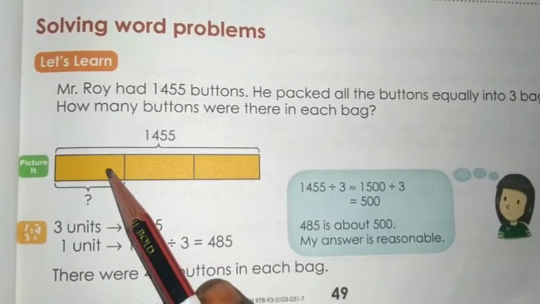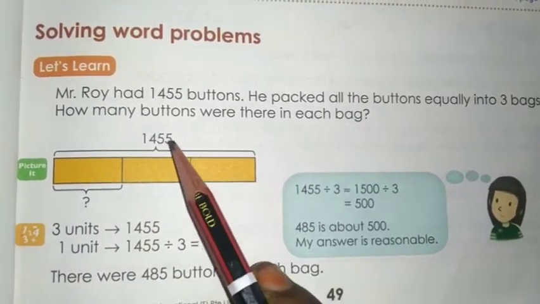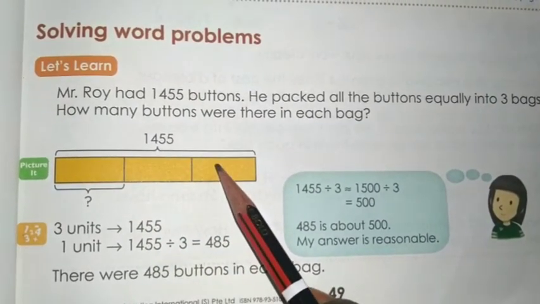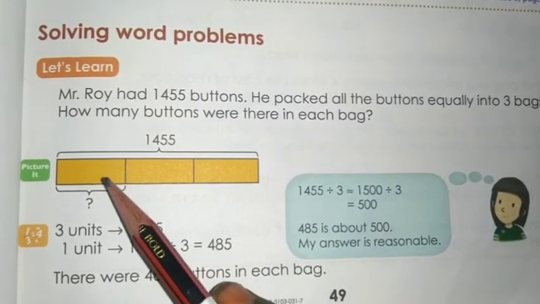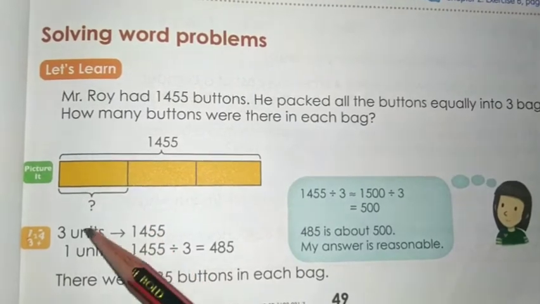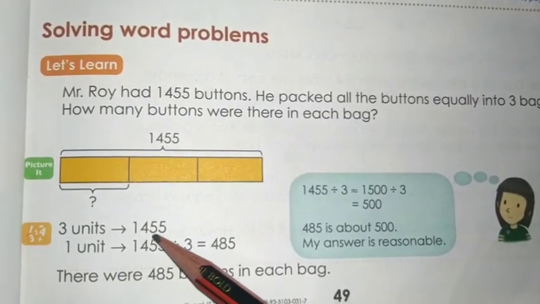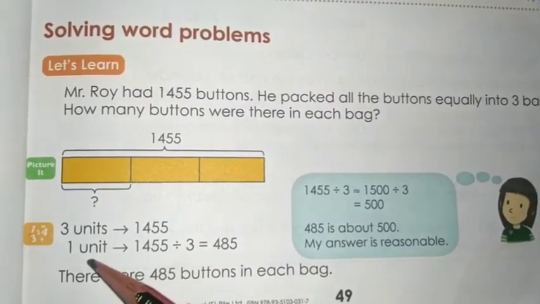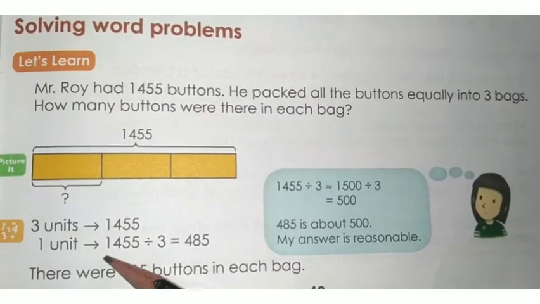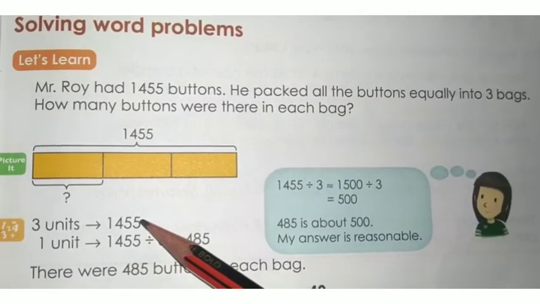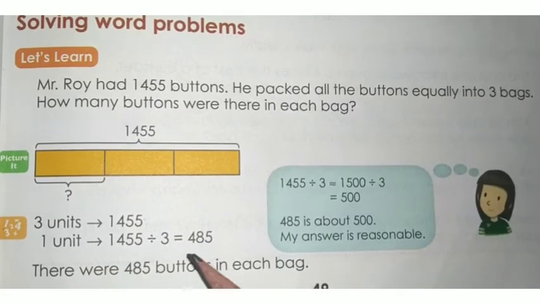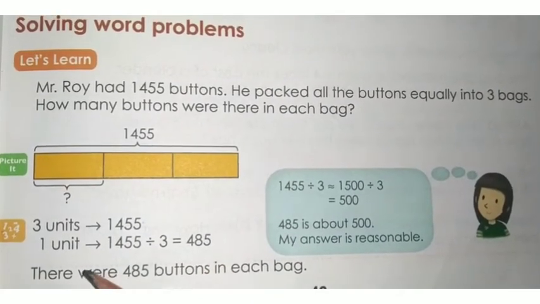So, here 1455 buttons are packed into 3 different bags equally. Then each bag carries how much? So 3 units equal to 1455. Then we have to find for 1 unit. 1 unit equal to, you have to divide all the buttons by 3. Then you will get the answer for 1 unit.